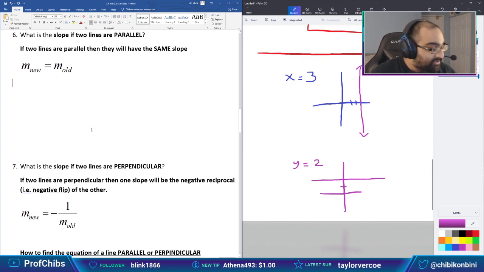This is another two questions here that we can talk about, talking about parallel and perpendicular lines.